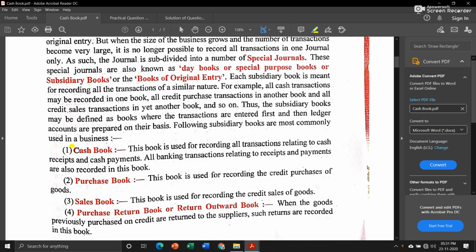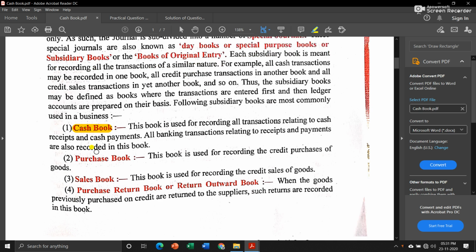First book is cash book. In cash book we record all the cash transactions. That means if we receive any cash amount and if we pay any cash amount, those transactions will be recorded in cash book. If we look at all the transactions, we can divide them into two: first is cash transactions and another is credit transactions. Cash transactions we will record in cash book, and those credit transactions we will again classify and record in different types of books.